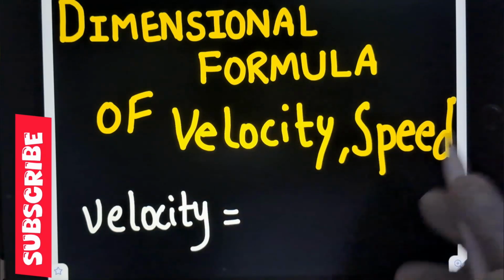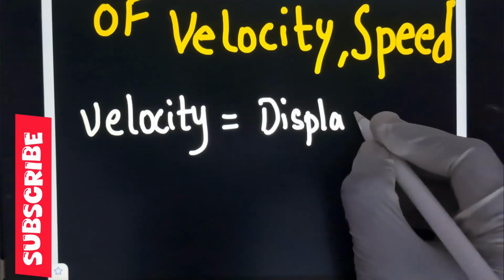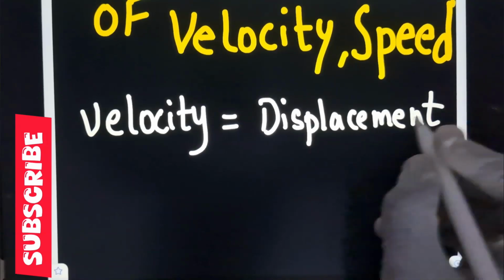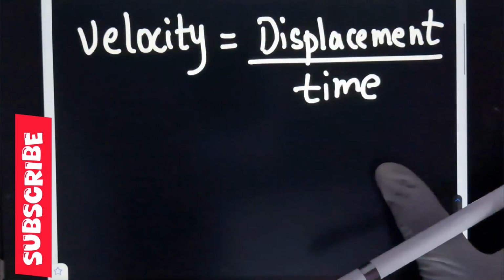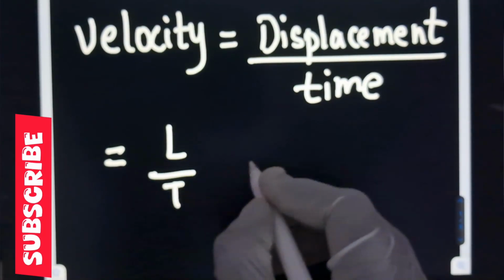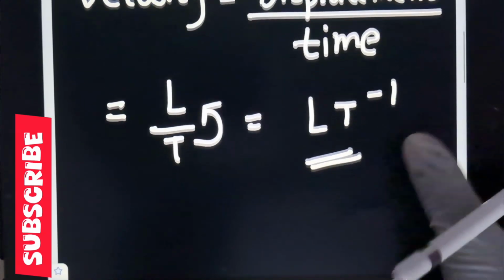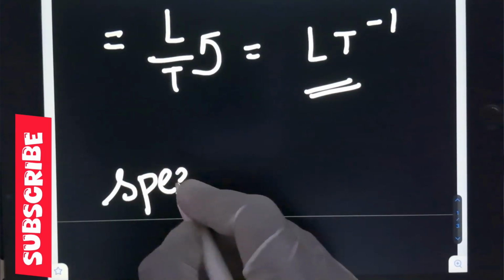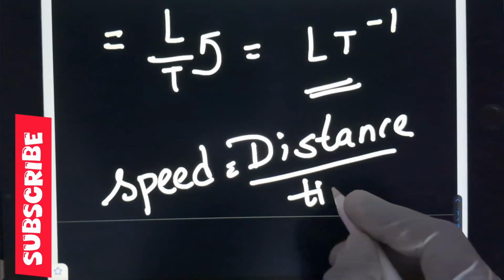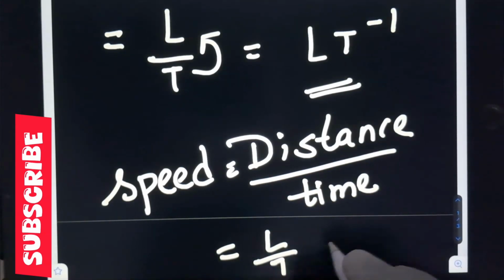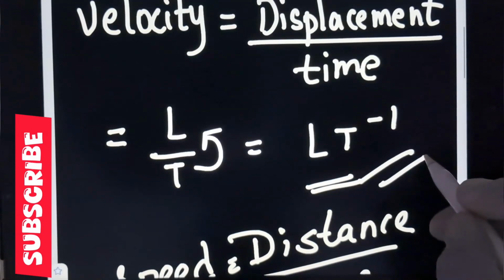To find the dimensional formula of velocity and speed. Velocity is equal to displacement by time taken, and speed is equal to distance by time taken. Now we can see here the displacement is written as L and the time is T. So when the time is reciprocated, L T power minus 1 is the answer. Now let us see about speed. The speed formula is total distance traveled by total time taken, distance by time. So the distance is denoted as L and the time T, and it will be L T power minus 1. So the dimensional formula of velocity and speed is L T power minus 1.